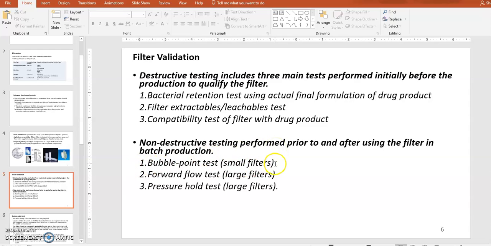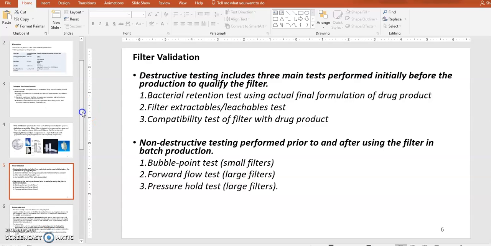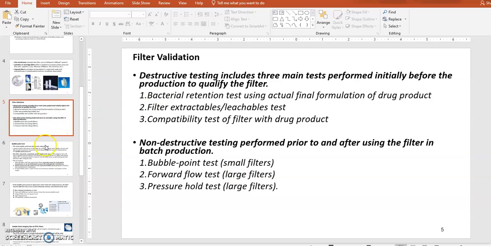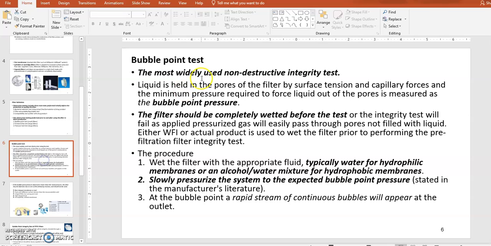So these three non-destructive tests are combined with your manufacturing process. The bubble point test is normally used for small filters, then forward flow testing is normally used for large filters, and pressure hold testing is again used for the large filters. These are non-damaging, friendly testing methods that are quick and easy, so you can do them before your filtration, and after your filtration you do them again.